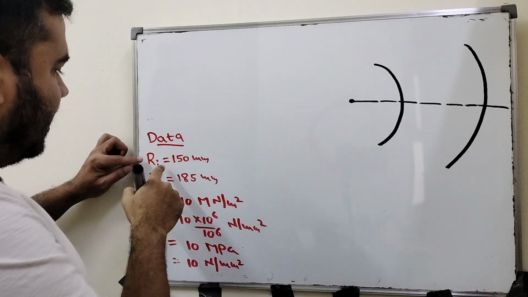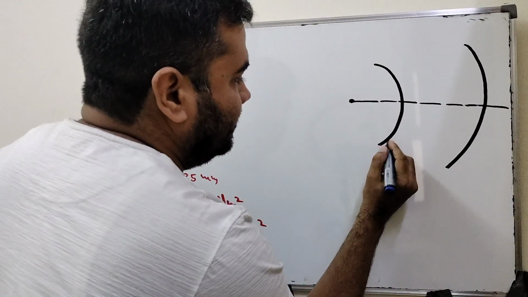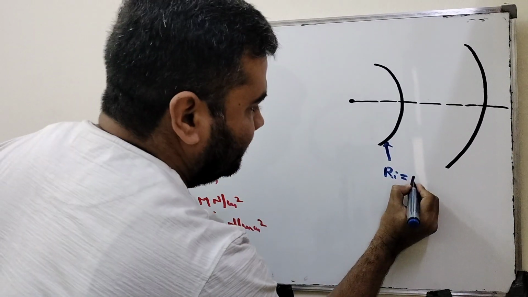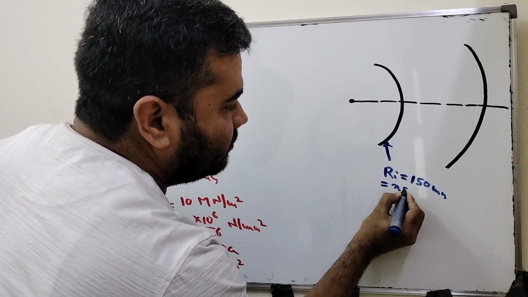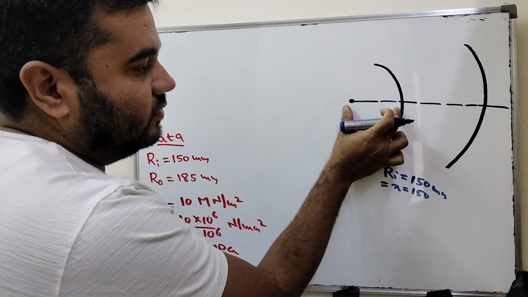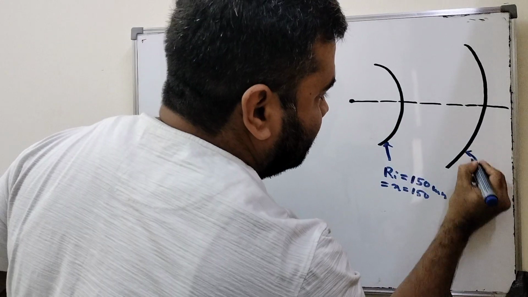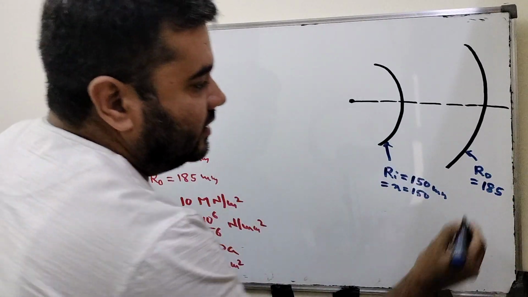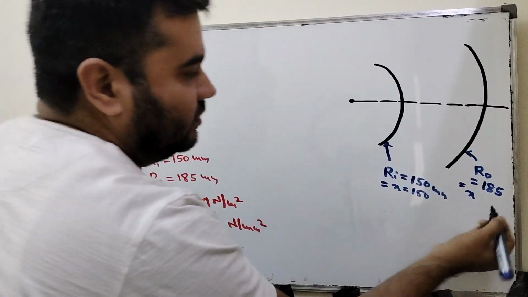First, Ri, this is the inner radius. This will be Ri equal to 150. I can write it as x equal to 150, because we are particularly dealing with Lame's equation. This is x equal to 150 or Ri equal to 150. Now Ro, this is Ro equal to how much? 185. All are in mm. That will be x equal to 185.